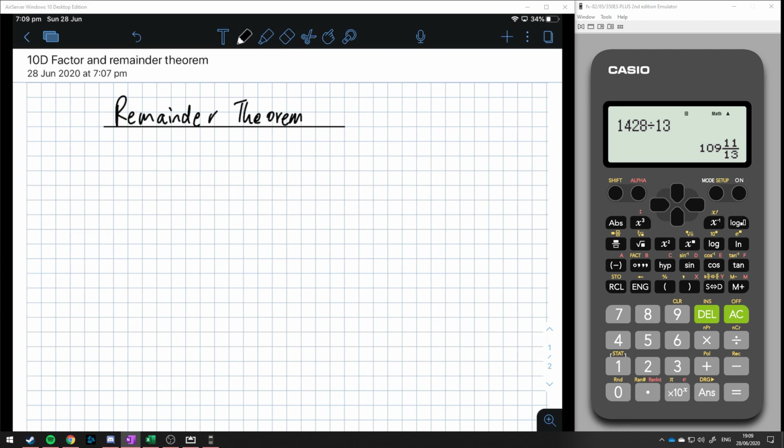Suppose that you have a polynomial, such as p of x. Let's say p of x is equal to x cubed plus 3x squared plus 4x plus 6. Okay? And we're going to focus on this 6. Then the remainder after division of p of x by x minus the constant term is the value of the polynomial at that constant term.